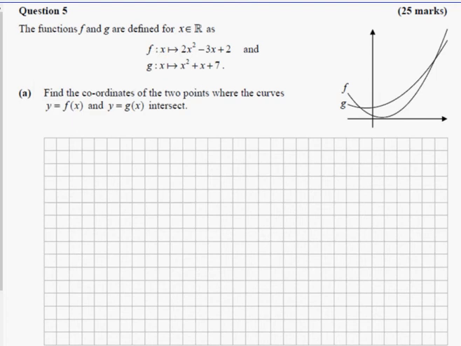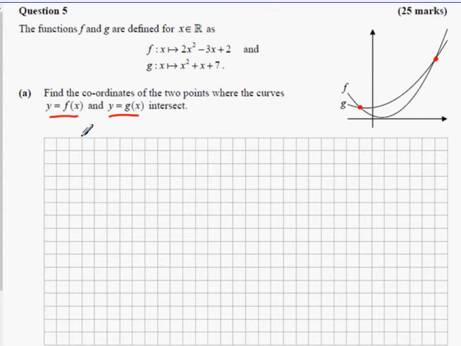...are two functions defined by f of x and g of x equals x squared plus x plus 7. Find the coordinates of the points where the two curves y equals f of x and y equals g of x meet. Well, you notice that these two red points I've dotted, the y values are the same for both curves at that point.